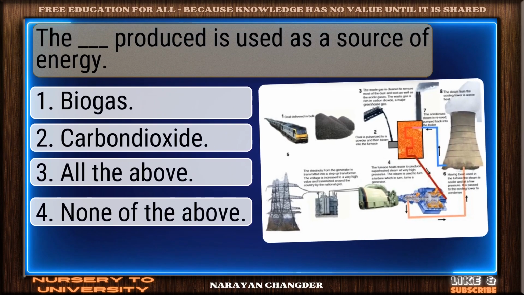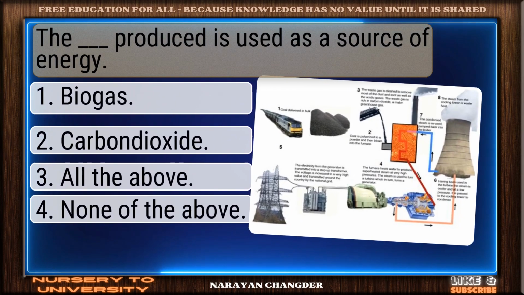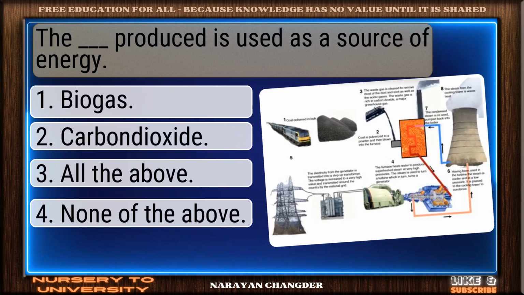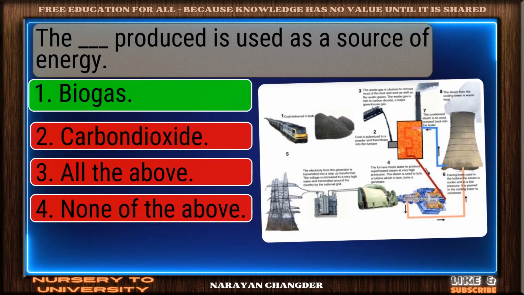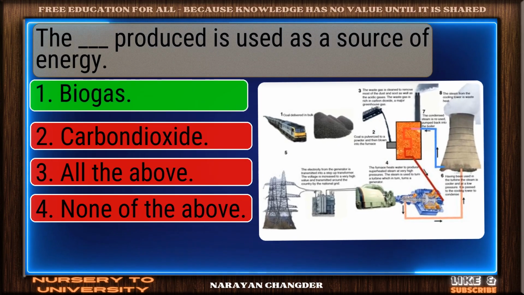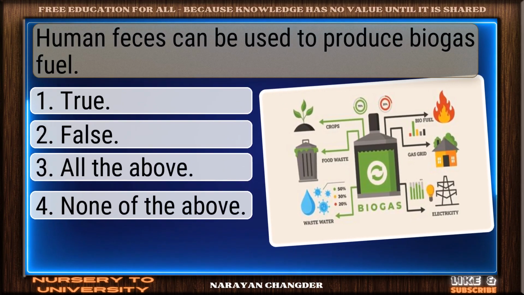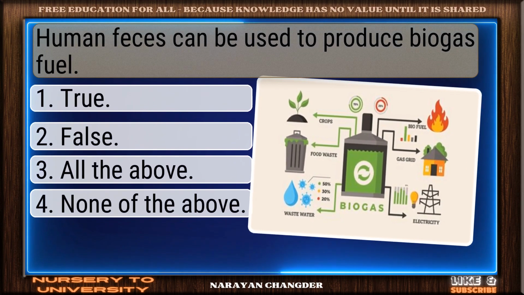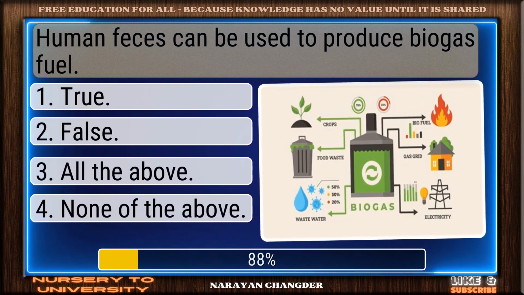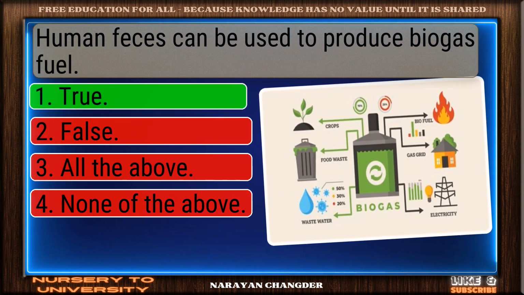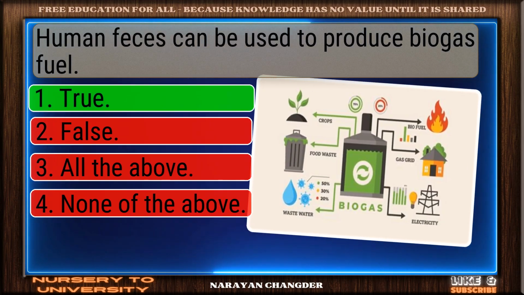Question number 72. The dash produced is used as a source of energy. Excellent. Biogas is a brilliant choice. Question number 73. Human feces can be used to produce biogas fuel. You got it? Your choice true is right.